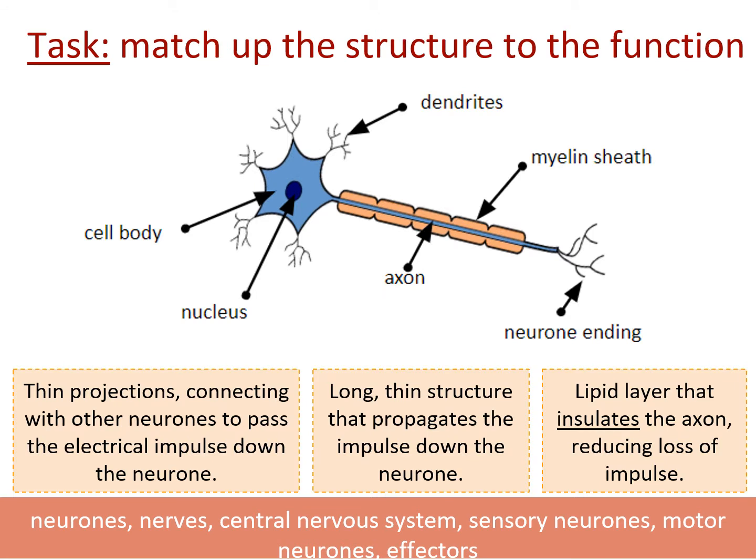Right, so once you've drawn that diagram, I'd like you to add these adaptations. Which ones are the thin projections connecting with other neurons to pass the electrical impulse down the neuron? Which part of it is a long, thin structure that propagates the impulse down the neuron? And which one is a lipid or fat layer that insulates the axon, reducing the loss of the impulse? These are important adaptations for this general nerve cell structure. So I'm going to pause the video, let you draw that out, and then I want you to add these adaptations in now.